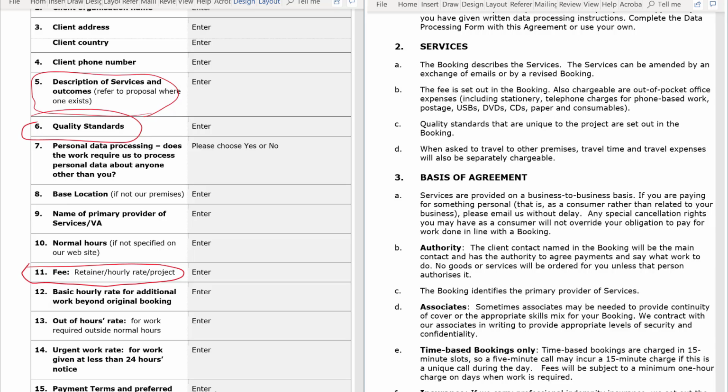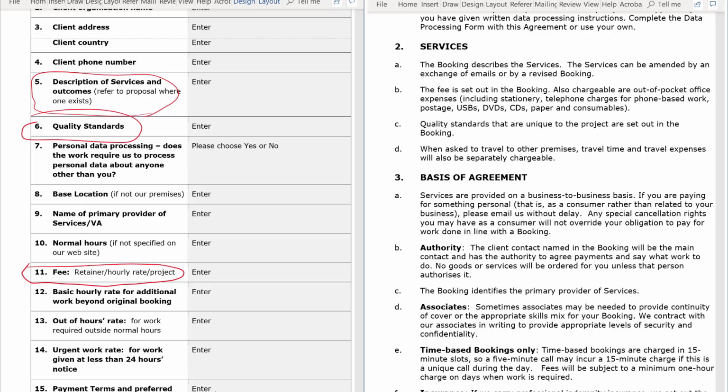Section B talks about the fee in the booking form, and you put that in section 11, which I've highlighted in red for you. Now, the services said that you can charge for expenses. So if people are asking you to make phone calls that cost you money, or phone-based work or stamps or things like that, and you haven't costed them into your fee, they are additional to the fee set out in section 11. Your quality standards are set out in section 6.